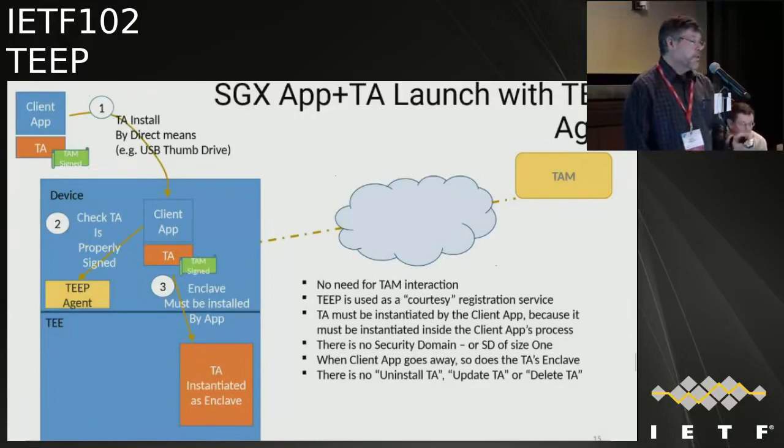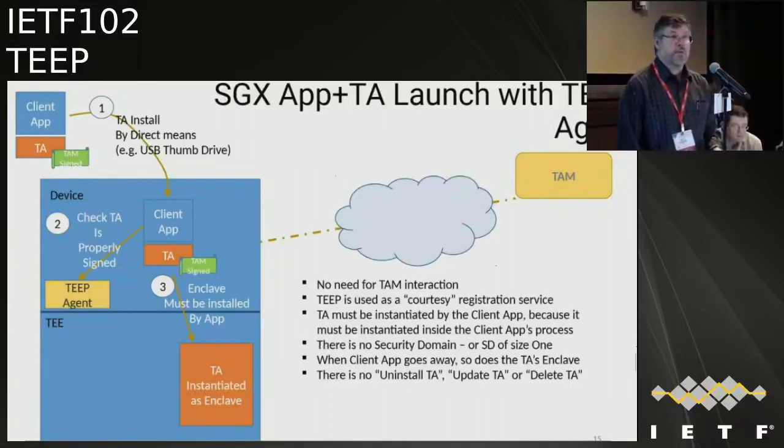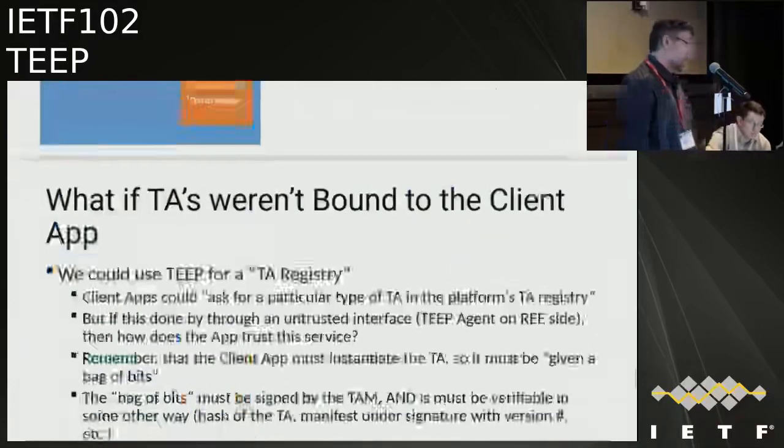The Teep agent could do sort of a courtesy registration and say, okay, now I know I've got this TA that's running. There's no real security domain. Maybe it's a security domain of one if we choose to look at it that way. When the client app goes away, the TA goes away. If it crashes, the Teep agent may not even know that it's gone. There isn't really an uninstall or an update or a delete TA because it's very ephemeral. It goes along with the client app. So go ahead to the next slide.